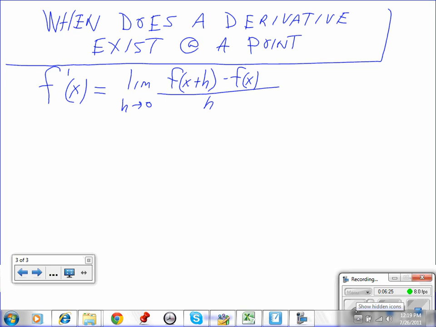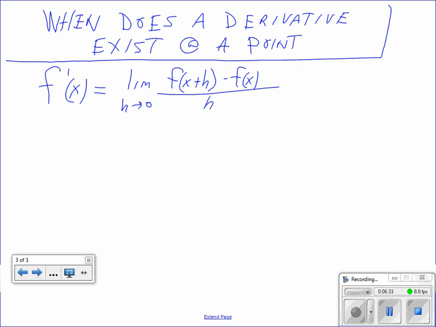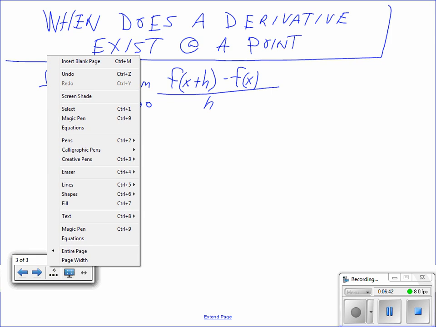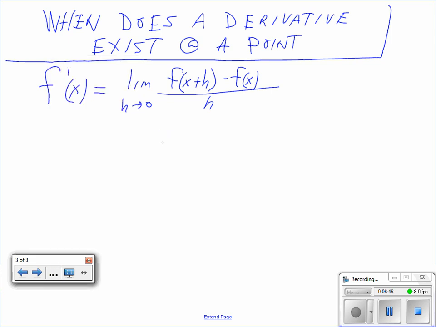Okay, we've done a little bit of work now defining what a derivative is, and the intuition behind it. Now I'd like to talk a little bit about when a derivative exists at a point. Just as when we talked about limits, how do you take a limit? When does a limit exist?